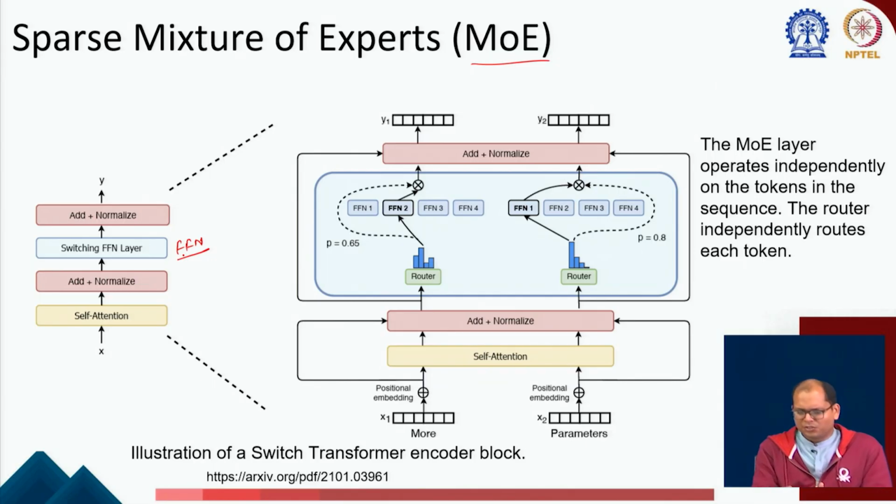This is your normal architecture for the transformer. You have self-attention with a normalization, then a feed-forward layer, and again a normalization. What MoE does is divide the feed-forward layer into multiple blocks. Each block is called an expert.